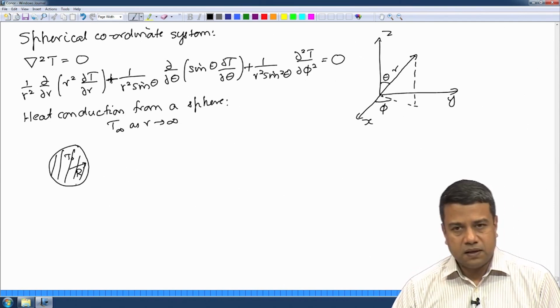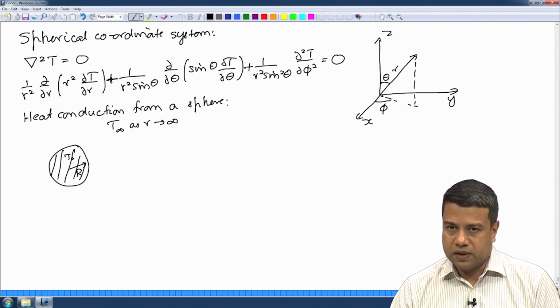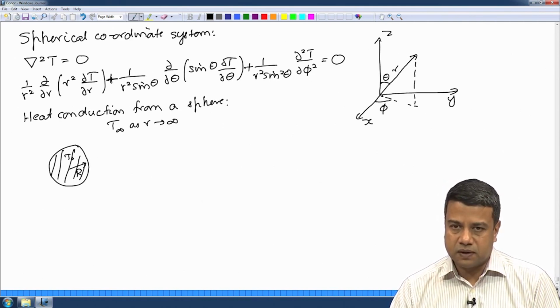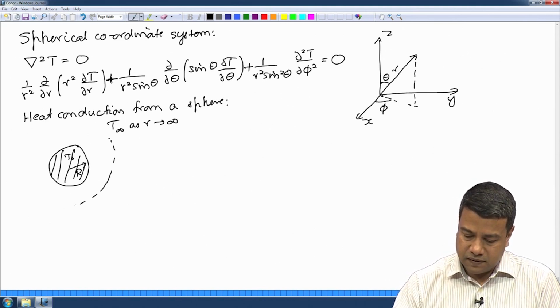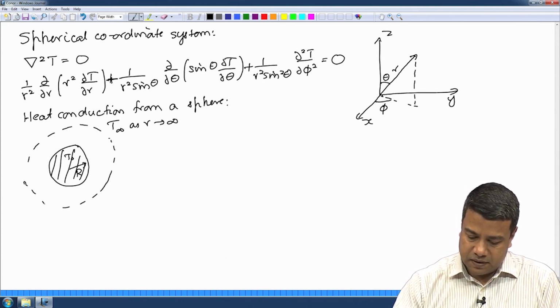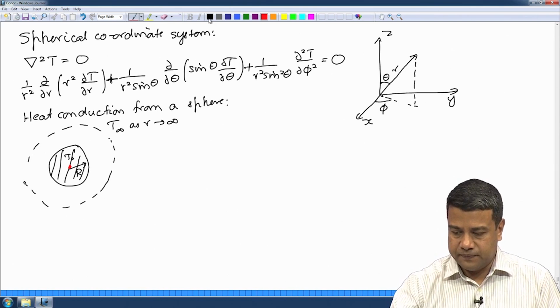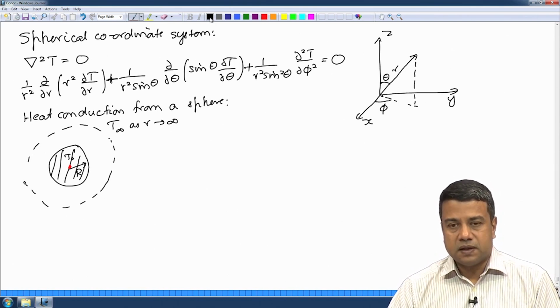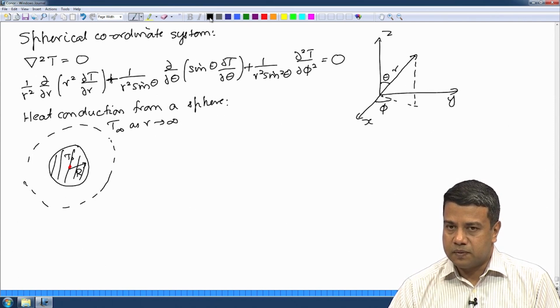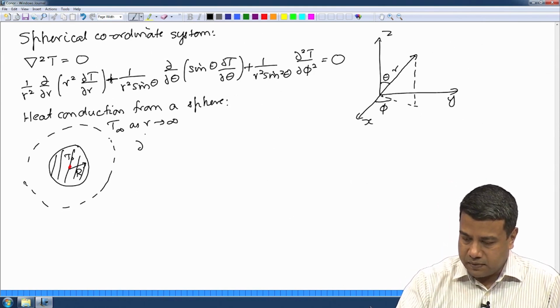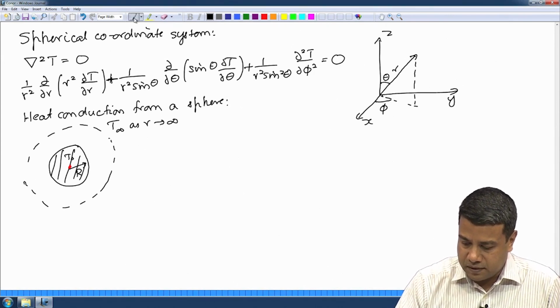In this particular case, the temperature depends only upon the radial distance. It does not depend upon the azimuthal or the meridional coordinates. In other words, if I place my origin at the center of the sphere, at a certain distance from the origin, the temperature does not depend upon the orientation of the radius vector. Therefore, there is no dependence on theta and phi, and we get back the equation that we had originally got for a spherical coordinate system.